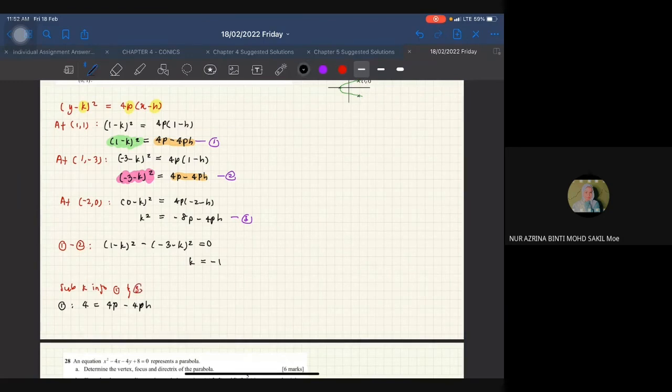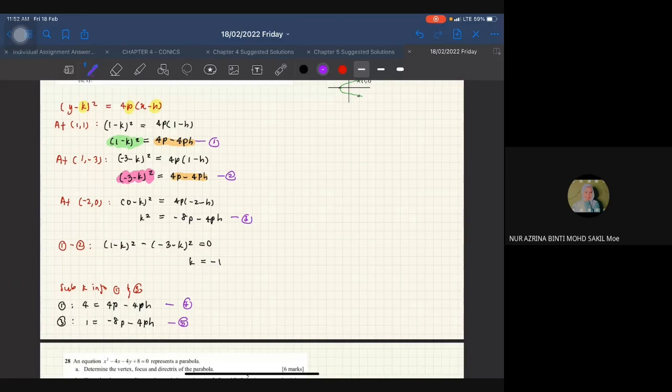Okay, so masukkan dalam 3. Okay, so bila masukkan dalam 3 kat sini, so you have 0. This one. Okay, so negative 1 square, you get 1. So 1 is equal to negative 8p minus 4ph. Okay, so this is your fourth equation. This is your fifth equation.